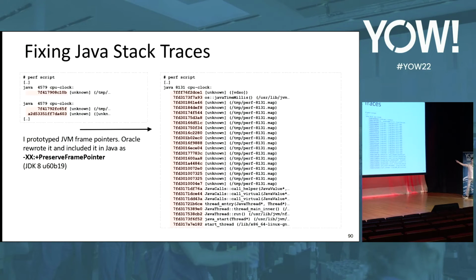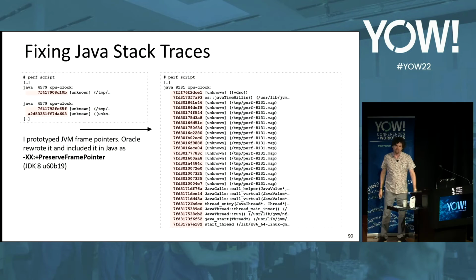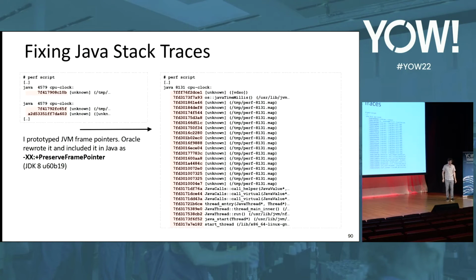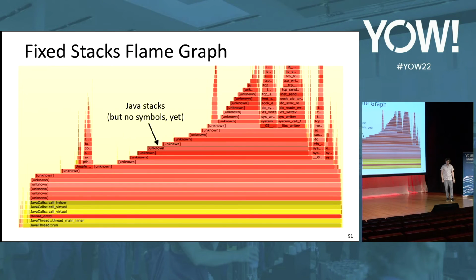At Netflix I did the original work to fix the frame pointers in the JVM, and Oracle took my work, rewrote it, and included it as PreserveFramePointer. When you run the JVM with that option, the stack traces are now fixed, which is great. The performance impact should be very small, about 0.1%. There may be an exception though, so do test and see what it looks like. There are fixed flame graphs, but we don't have symbols.